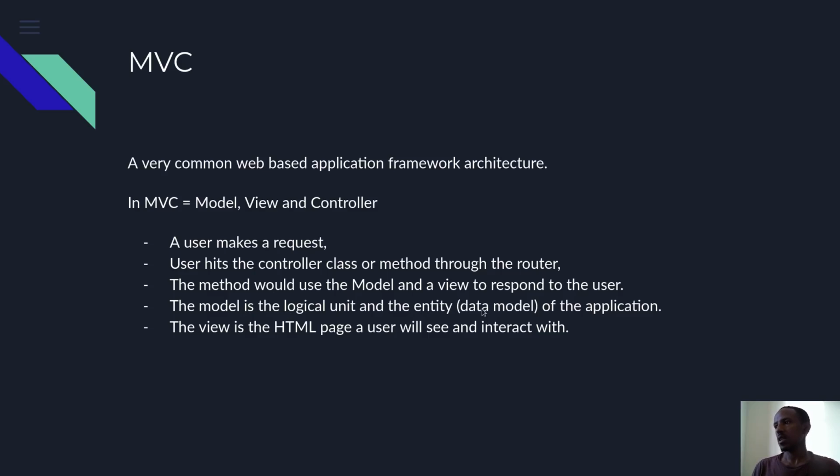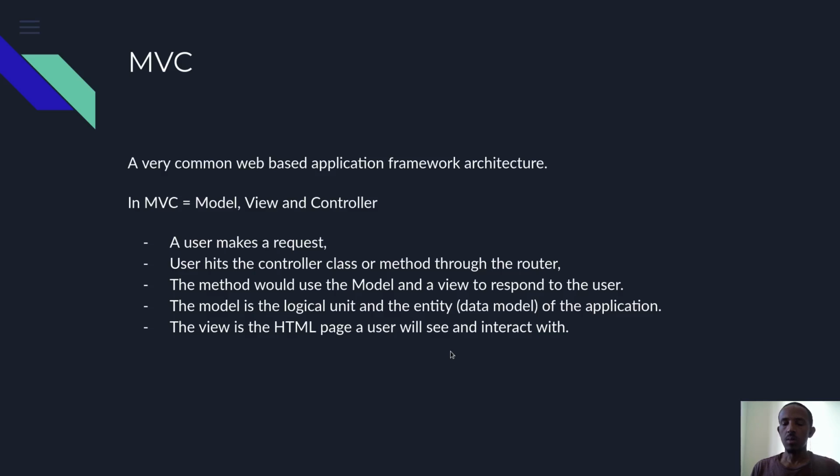The model is the logical unit. It's the entity. It's the noun in your application. What I mean by that is when you say ticket management system, ticket is the first model. When you say I need a user management module, user is a noun in this sentence, and this will be your model. The view is the HTML page a user will see and interact with.